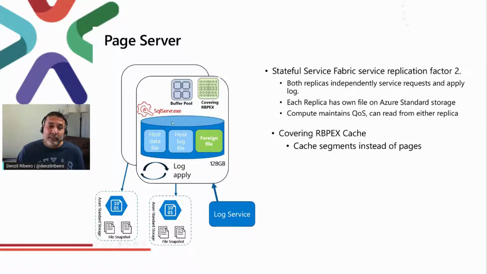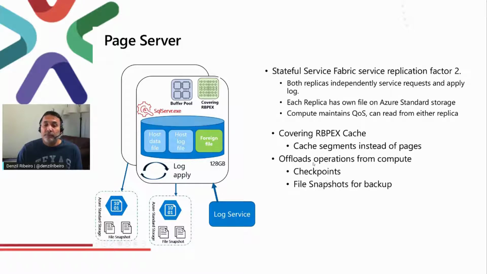The other thing that the page server has is a concept of a host data file, which is nothing but a bootstrap type of file, and a concept of a foreign file. And this foreign file is the file that talks to Blob. This is the file that has the 128 gigs of data slice of your database, right?